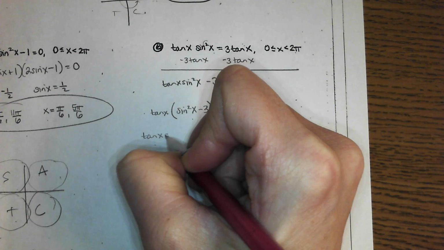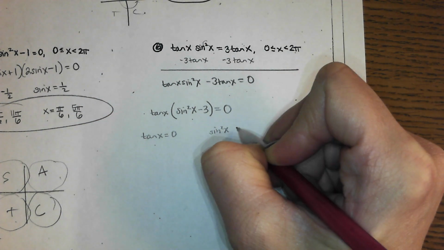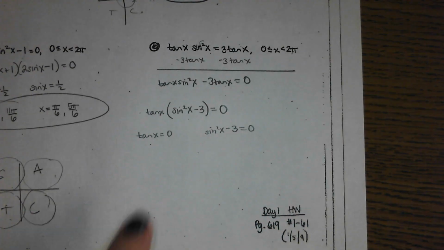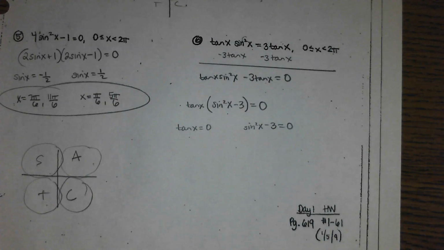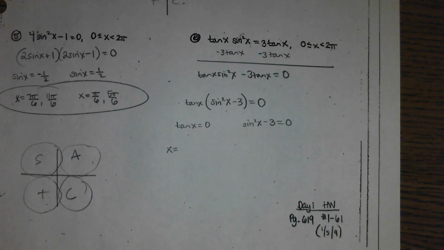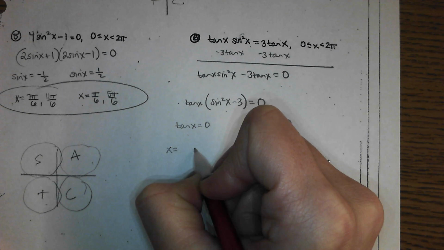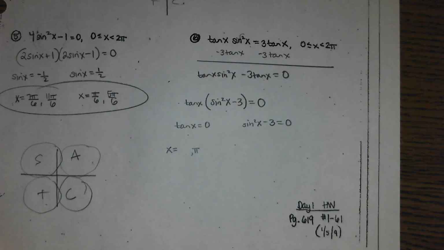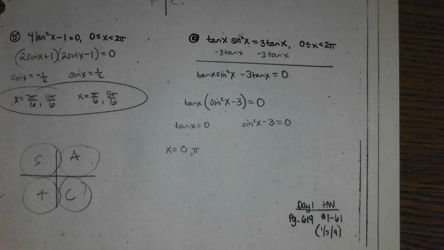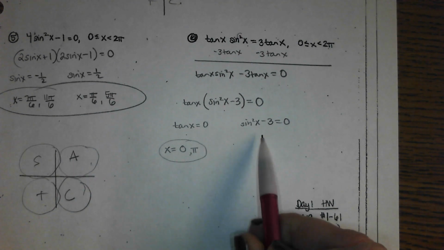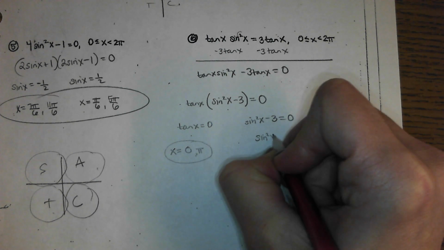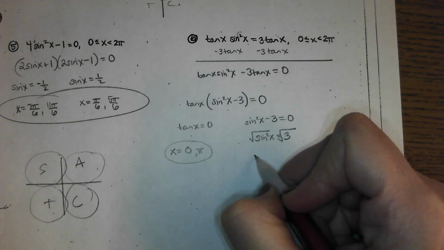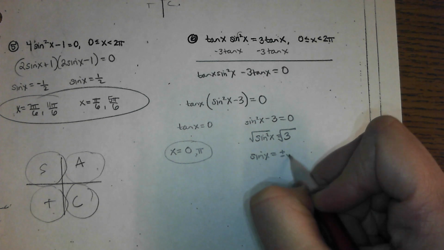So when does the tangent of x equal 0? And when does the sine squared of x minus 3 equal 0? So starting with when does the tangent of x equal 0? Olivia? Pi is one answer. You missed one though. So, and 0, good. And on this one, we're going to have to add 3 to both sides. Square root both sides. So the sine of x has to equal plus or minus root 3.